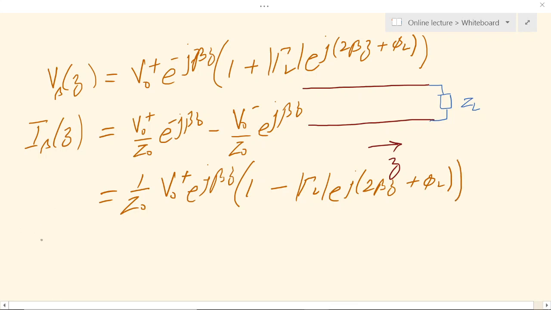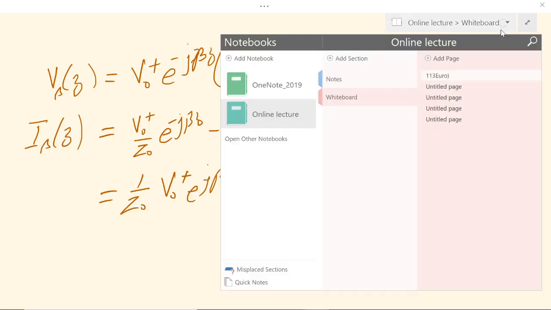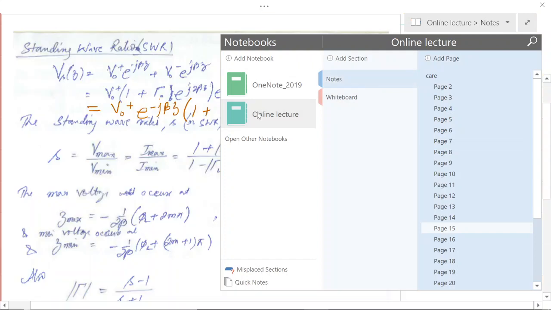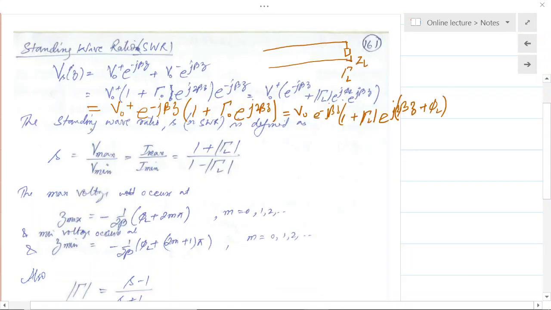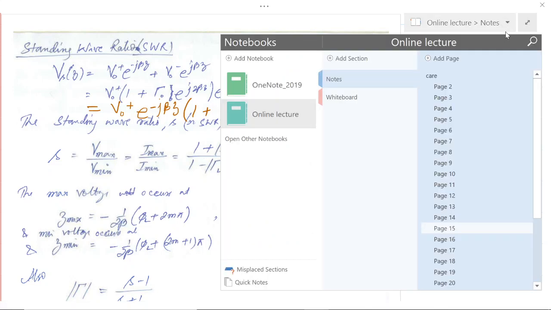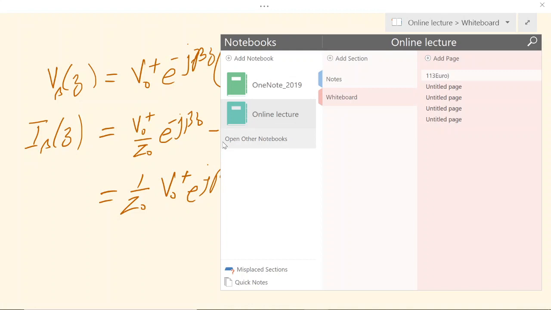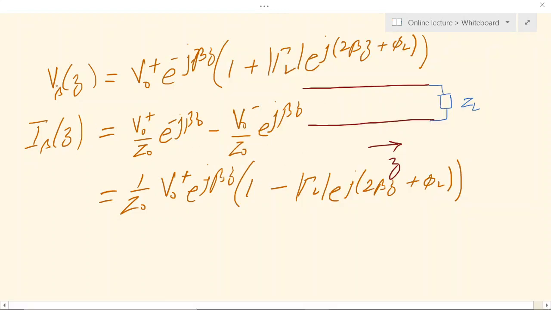Now we have seen how S is defined. The standing wave ratio is defined as V maximum over V minimum, or I maximum over I minimum. So what is the maximum value of V, what is the maximum value of I, and what is the minimum value? To understand that, let us take this one.